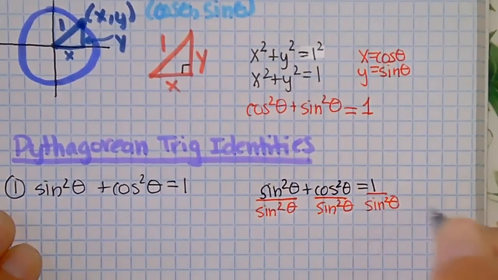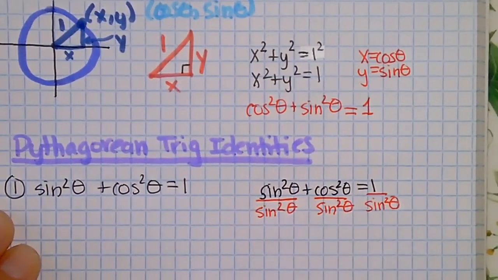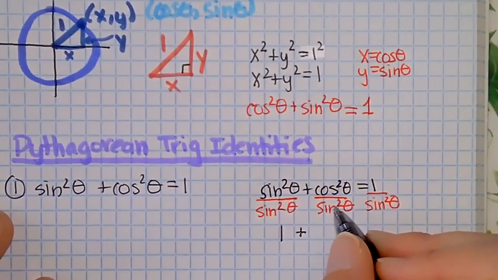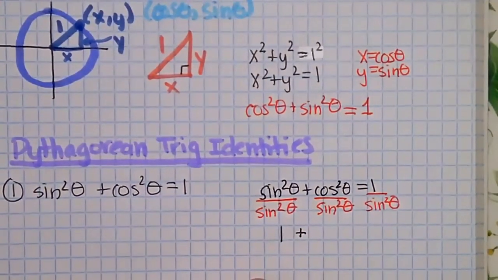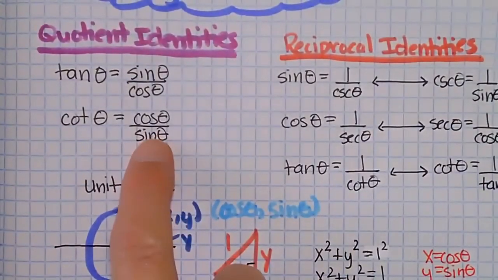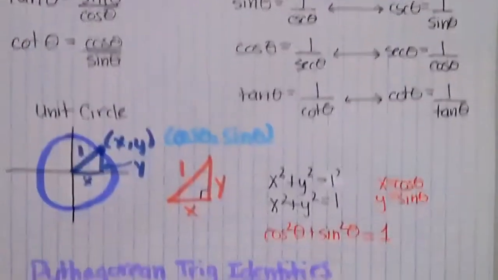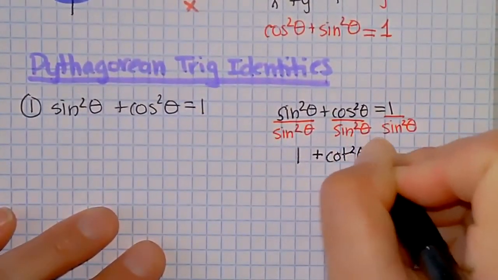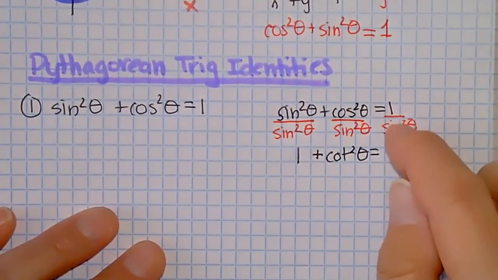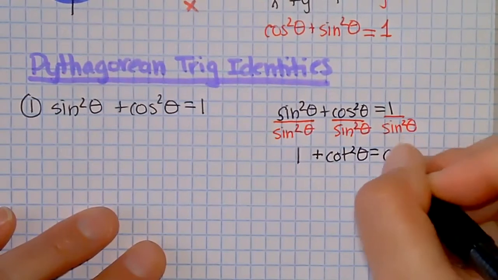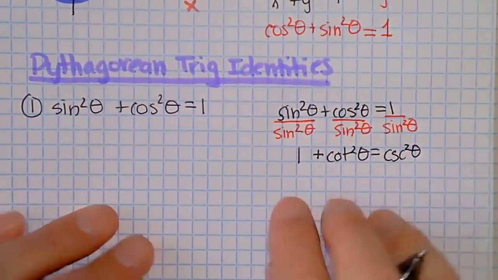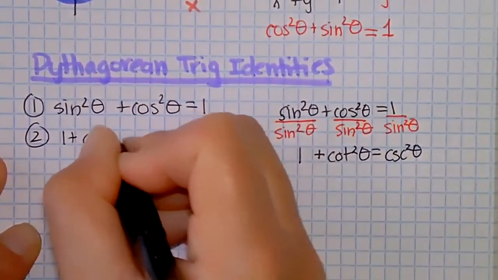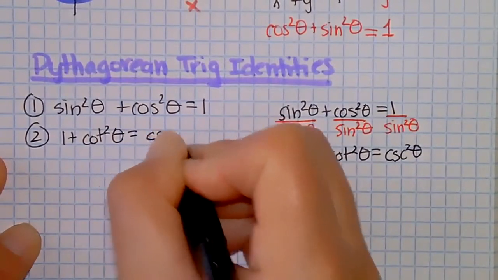And you'll notice what happens when I do that. Sine squared theta over sine squared theta becomes 1, so I get a 1. Cosine over sine is one of these quotient identities, okay? It's this quotient identity. So it's going to be cotangent. So this is going to be cotangent squared theta. And then 1 over sine squared, 1 over sine, remember, is cosecant. So we just ended up with another Pythagorean trig identity. So I'm going to write that one. 1 plus cotangent squared theta equals cosecant squared theta.